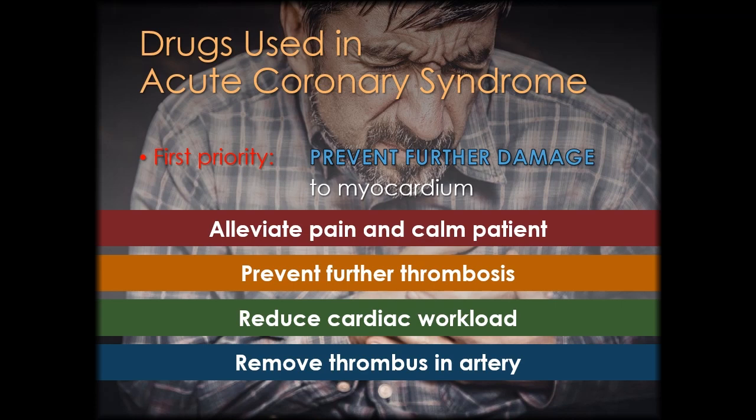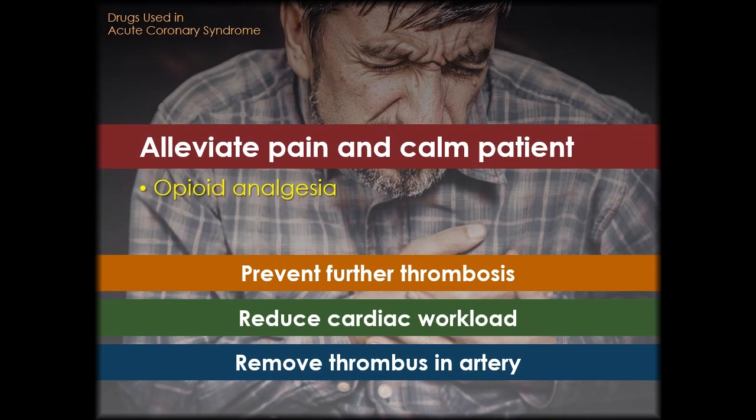So these 4 steps are usually in the mind of all doctors. Firstly is to alleviate the pain and to calm the patient down. We want to prevent further thrombosis or enlargement of the current thrombus. In doing the first objective, we also reduce cardiac workload. And then finally, we try to remove the thrombus that is forming in the coronary arteries. For these there are specific agents that we use.